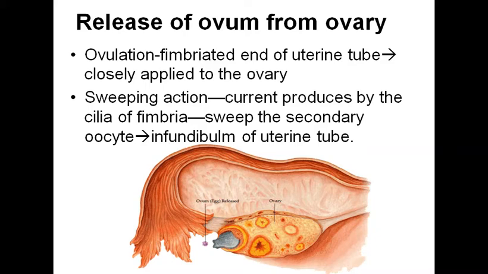Its sweeping action will produce a current of waves which will take the ova from the cavity, the peritoneal cavity, into the fimbrial end, and it will take it inside its cavity. From the fimbrial end, the ova, the secondary oocyte, will travel into the infundibulum part. The secondary oocyte will come from the ovary, captured by the fimbrial end of uterine tube, and then it will be taken up to the infundibulum part. The expanded portion is the infundibulum part.